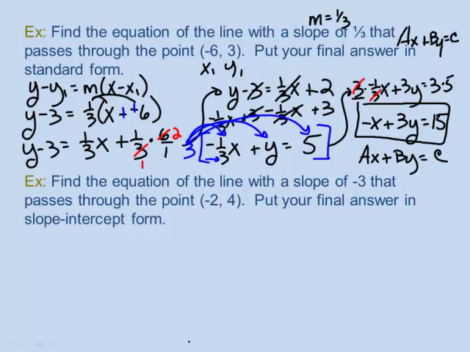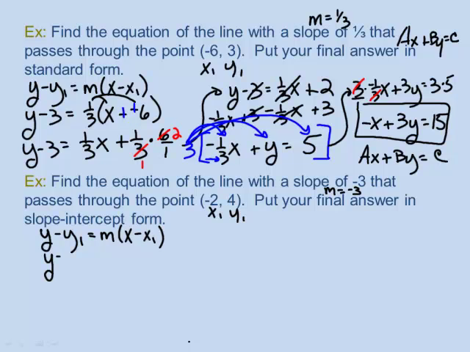Next example says, find the equation of the line with a slope of -3 that passes through the point (-2, 4). Put your final answer now in slope-intercept form, which is y equals mx plus b. So again, we're given a slope value. Our slope is -3. We're given 1 point, so we'll let that be x1, y1. And we're going to use y minus y1 is equal to m times the quantity x minus x1 to start.